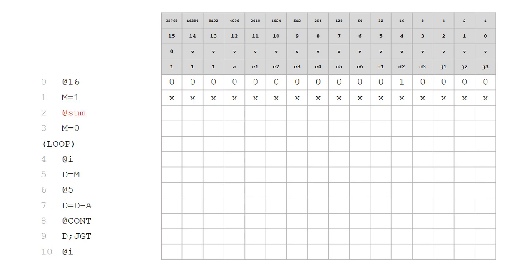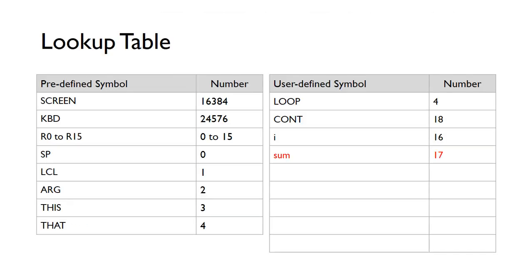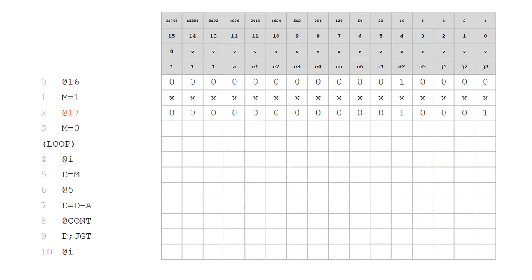The next instruction we get to is @sum. So this is another user-defined symbol. It doesn't already exist in the lookup table, so we need to add sum to our lookup table. I was at 16, so this one will be at 17. So go back to the code, replace @sum with @17, and then put the binary value for that in.